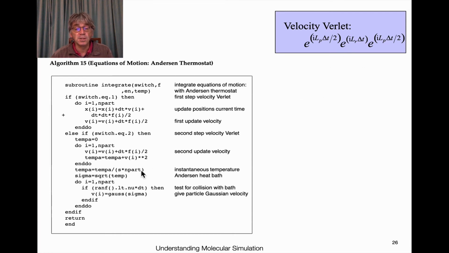If the switch is set to 2, we do it in this part: we check whether, after so many time steps, it is time for the particle to collide with the Andersen thermostat. What it does is give this particle a new velocity from the desired Gaussian distribution, the distribution corresponding to the Maxwell distribution of that temperature. So here we make sure that the temperature is correct.